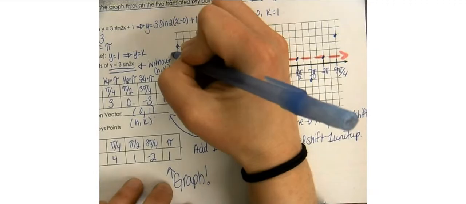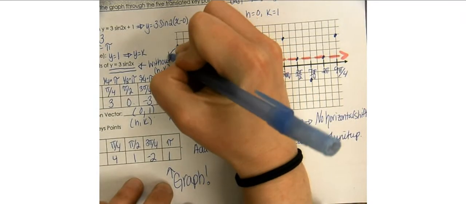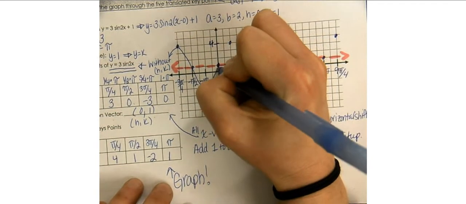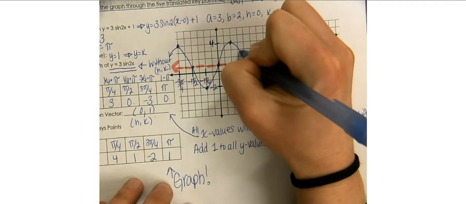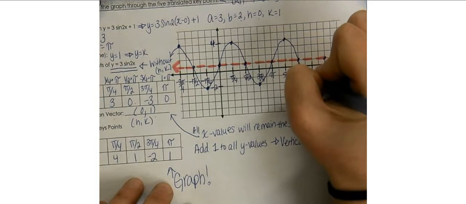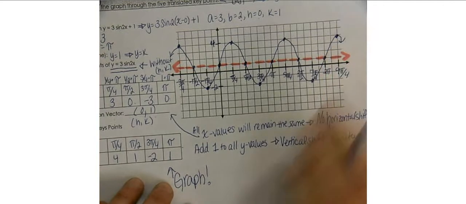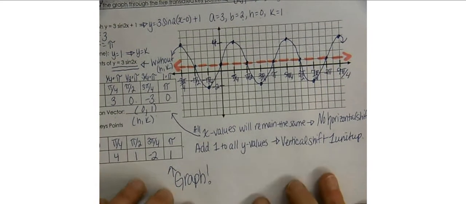I know that with my end behavior, I've reached my maximum point, so I'm going to start off with an arrow pointing down. So I'm just going to draw a smooth curve going through all of the points. I've reached a maximum point up here, so I'm going to make sure that my arrow is pointing down. And that is how you graph using a translation.